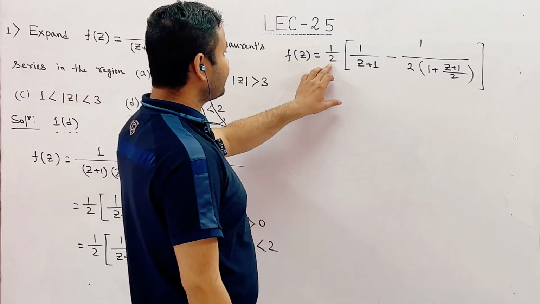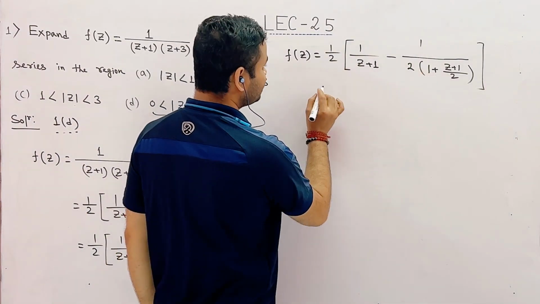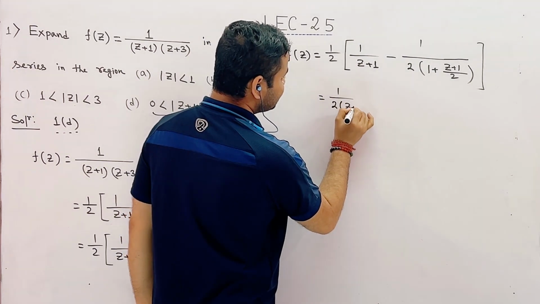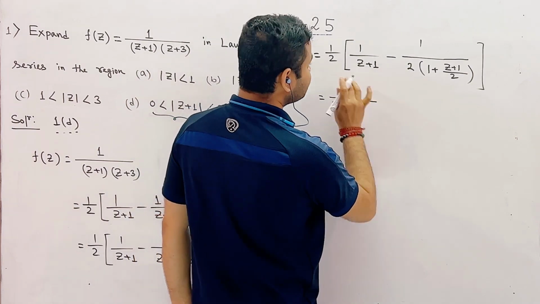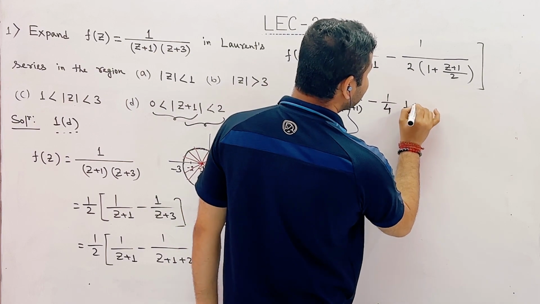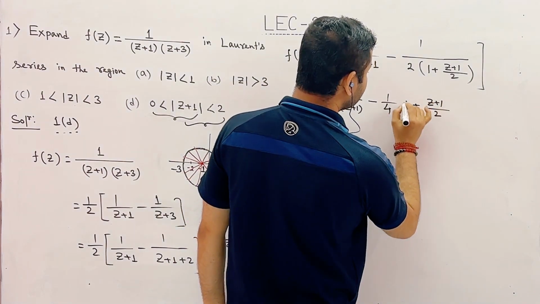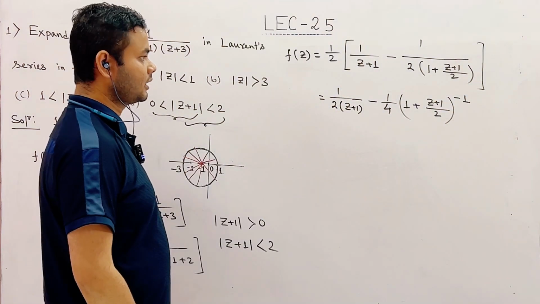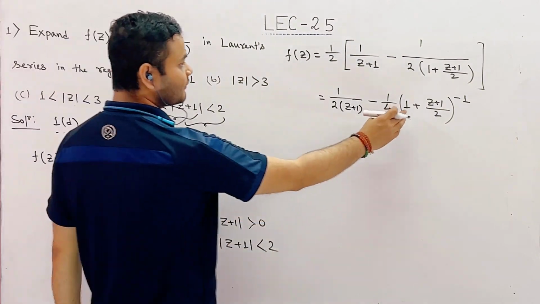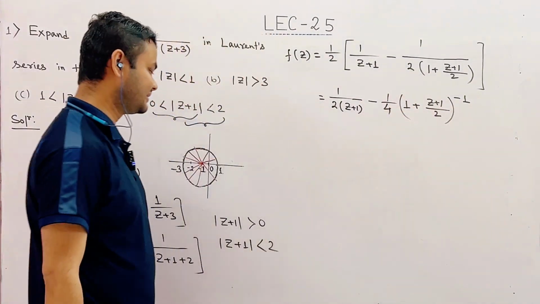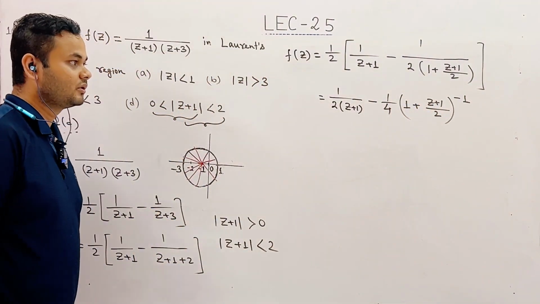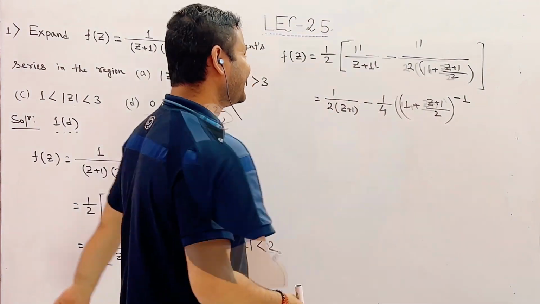Now, let us multiply half with this term and this term. So, finally, we will get 1 by 2 into z plus 1 minus 1 by 2 into 1 by 2. So, 1 by 4 into 1 plus z plus 1 divided by 2 whole to the power minus 1. Now, let us expand this term with the help of binomial theorem. Here, the first term is 1 and the second term is less than 1, because the value of modulus of z plus 1 is less than 2. So, less than 2 divided by 2 is obviously less than 1.